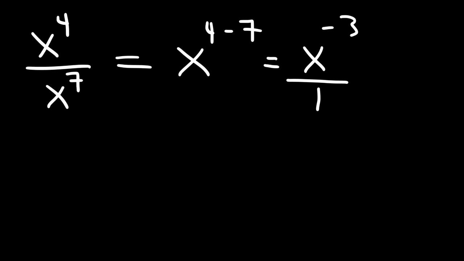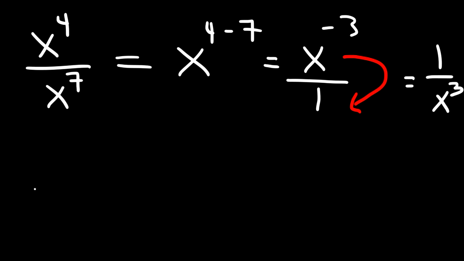And whenever you have a negative exponent, you can take the x variable and move it to the bottom, and by doing that, the negative exponent will now become a positive one. And so the final answer is 1 over x cubed.